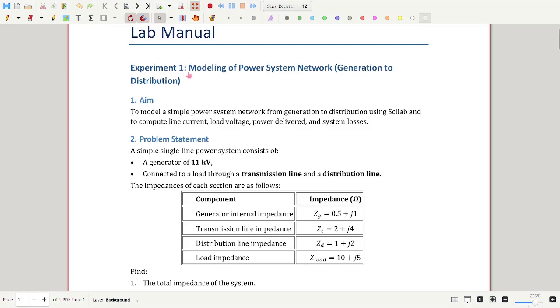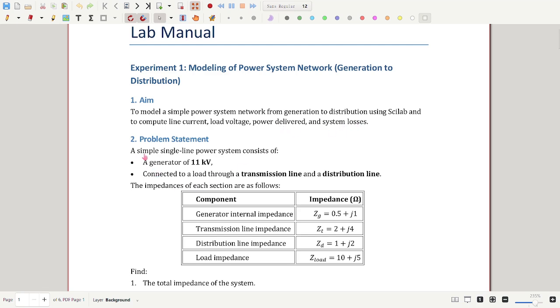Hello students, today we are going to see modeling of power system network from generation to distribution. To create a simple power system network from generation to distribution, we are going to use SCILAB software and we are going to compute the line current, load voltage, power delivered and system losses.